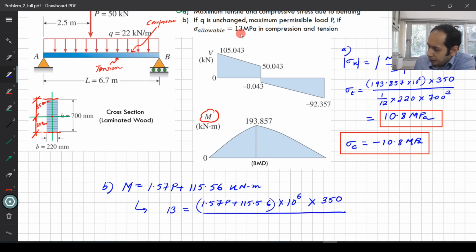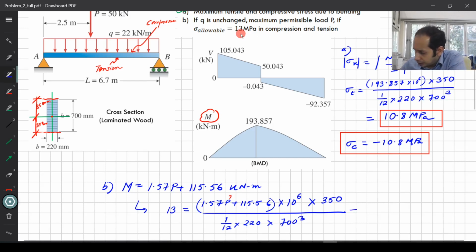divided by the I of the section, because the section doesn't change, 1 by 12 times 220 times 700 cube, right? So the only unknown here is P. If you calculate this, what you will get eventually is that P comes out to be 75.4 kilonewton. So that solves both your part A and part B.